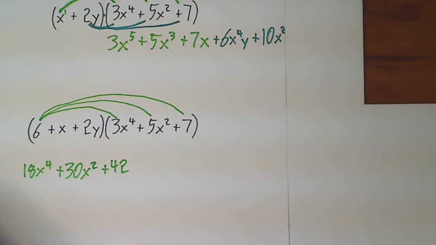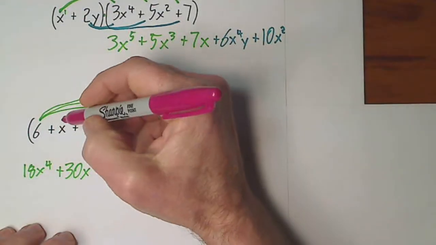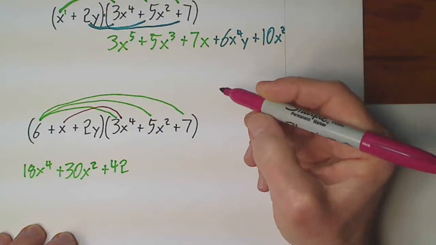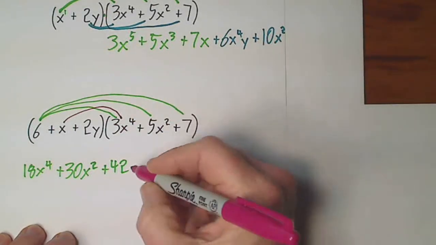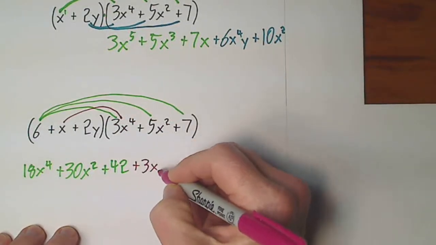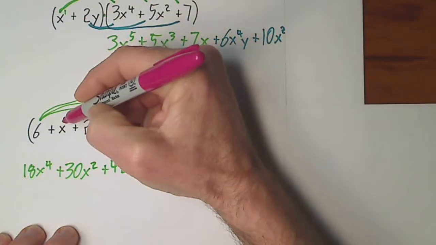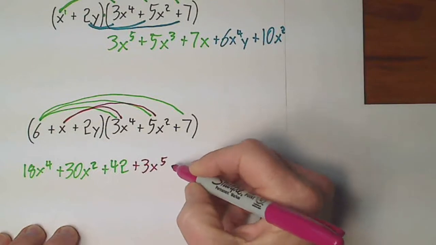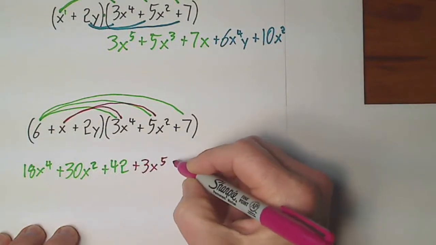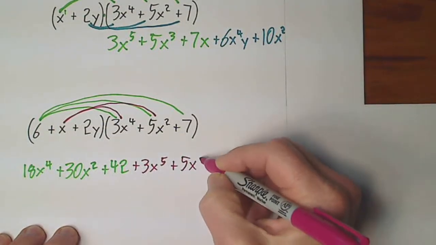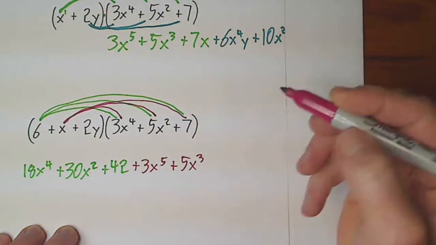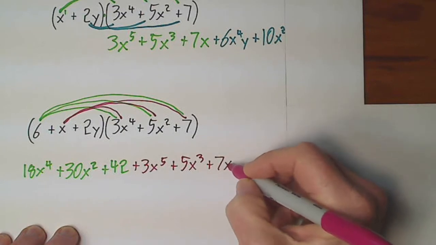Now the next one, we'll send this x into each term. So x times 3x to the fourth is 3x to the fifth. x times 5x squared is plus 5x to the third. And then finally x times the 7 is plus 7x.